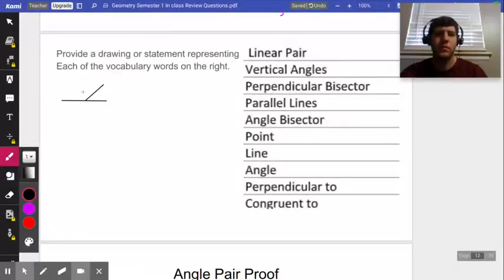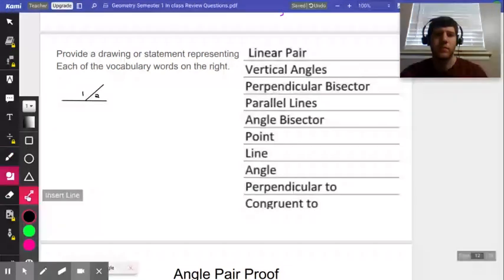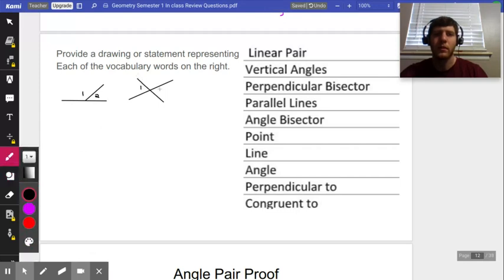Right, so this is a 1 and a 2. Right, so that's linear pair. Shapes. Okay, vertical angles will be next. Extend this one out a little bit. Okay, vertical angles are basically opposite sides of the x, right? Two pairs of opposite rays form vertical angles, right, where they intersect, share the same vertex.